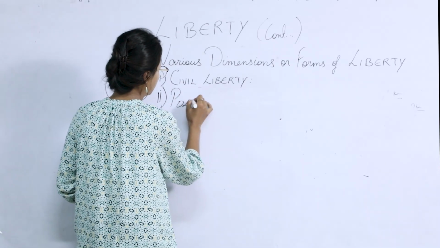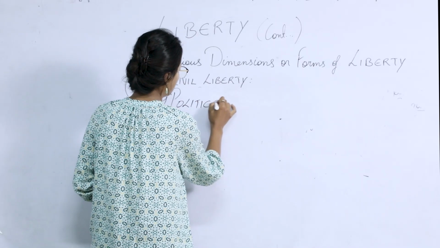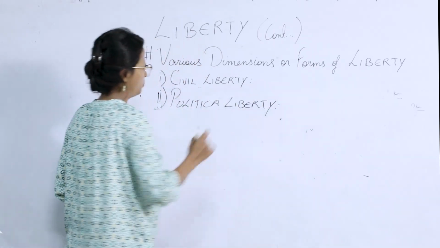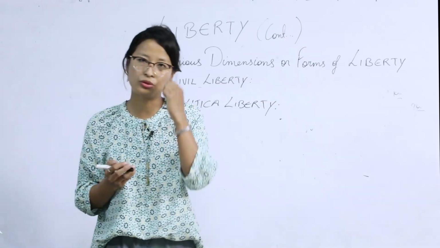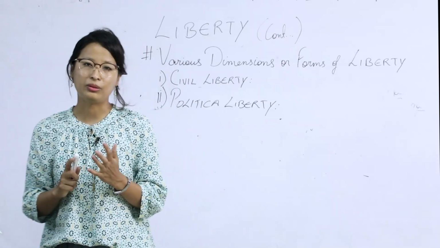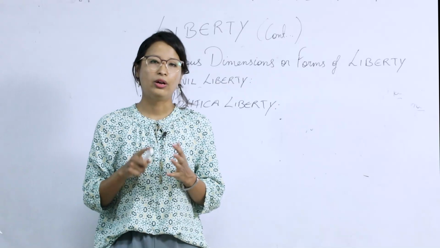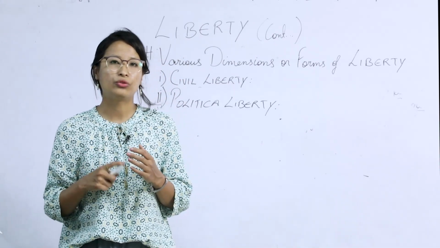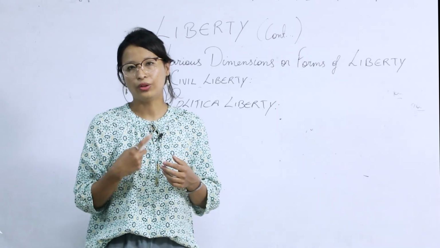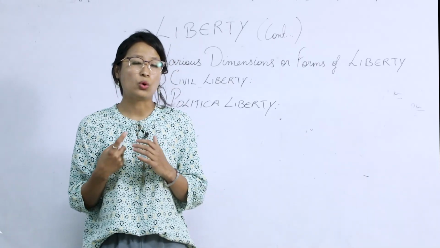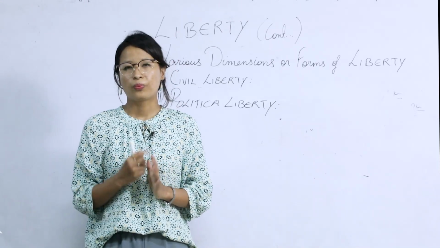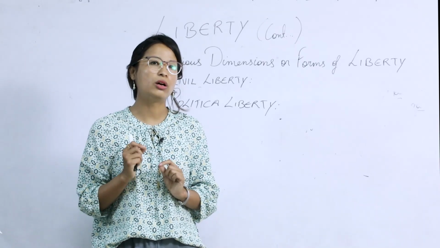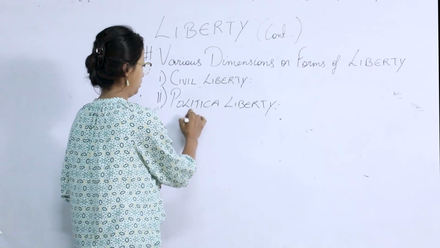Political liberty. Under your political liberty, what will be the most important? It will be your right to vote, the right to vote during elections. India went on to adopt universal adult suffrage, that is the right to vote, which is given to all the citizens of India who have attained the age of 18 years. They can exercise the right to vote.